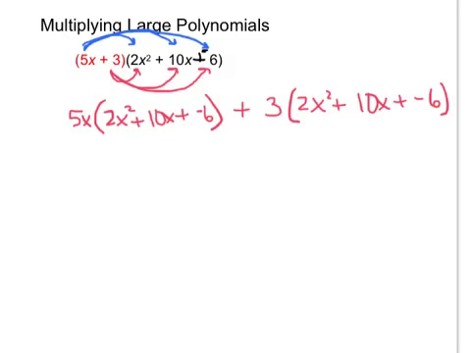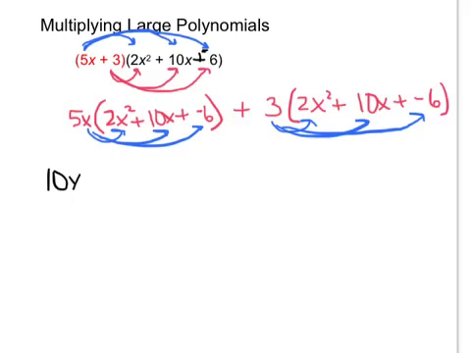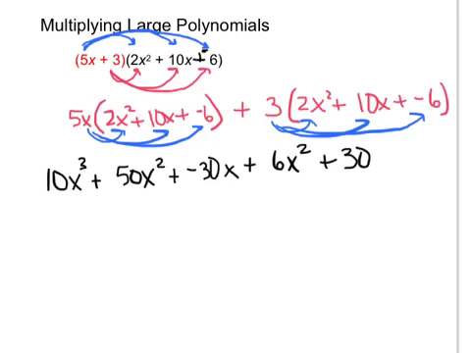And so as I do this, you can see that either way I'm going to end up distributing. So distribute, distribute, distribute, distribute, distribute, and distribute. And so what I end up with here is I have 5x times 2x gives me 10x to the third power plus 50x squared plus negative 30x plus 6x squared plus 30x plus negative 18.